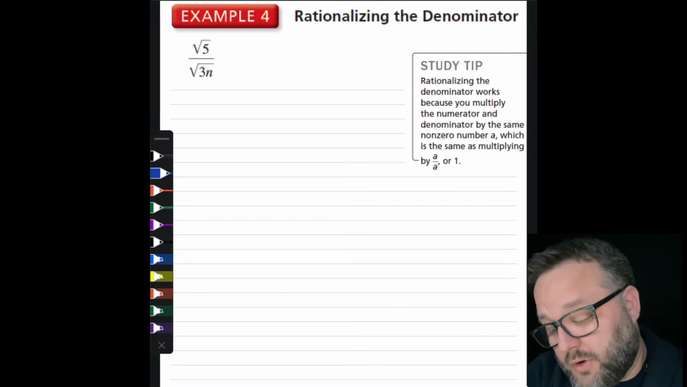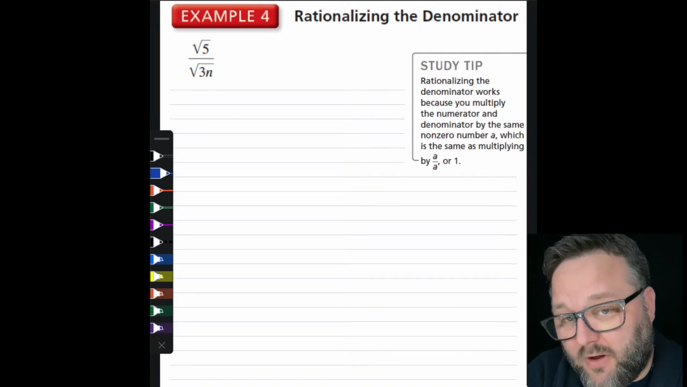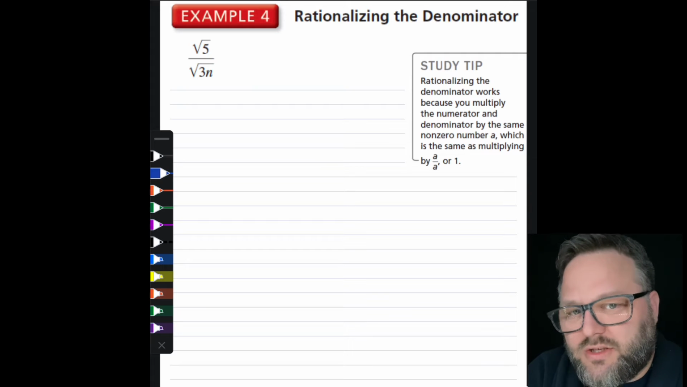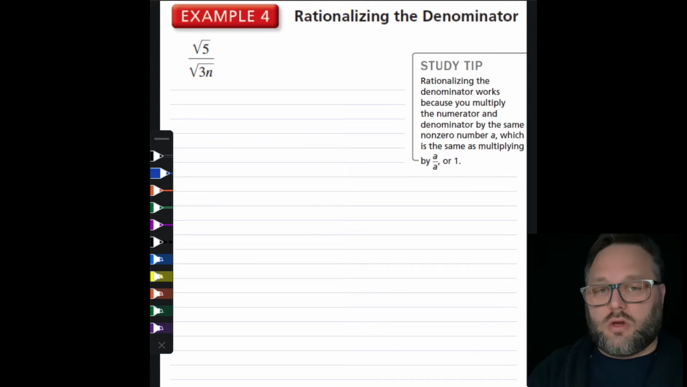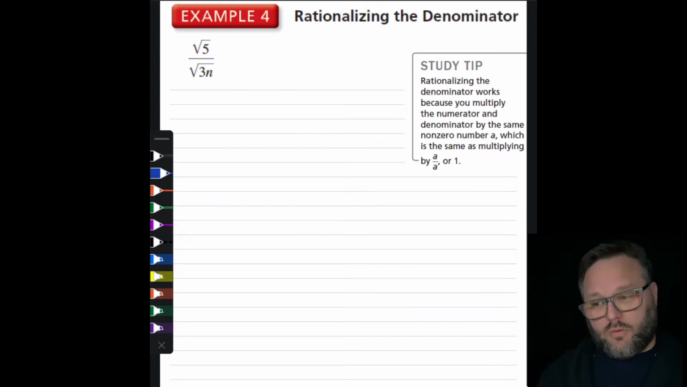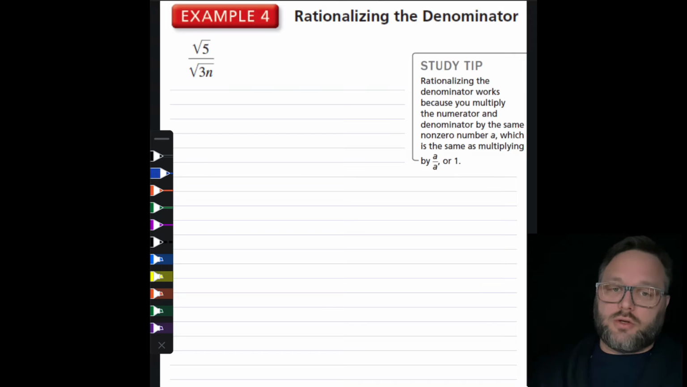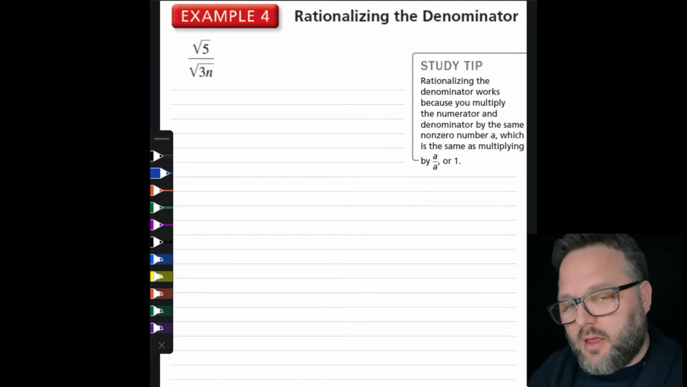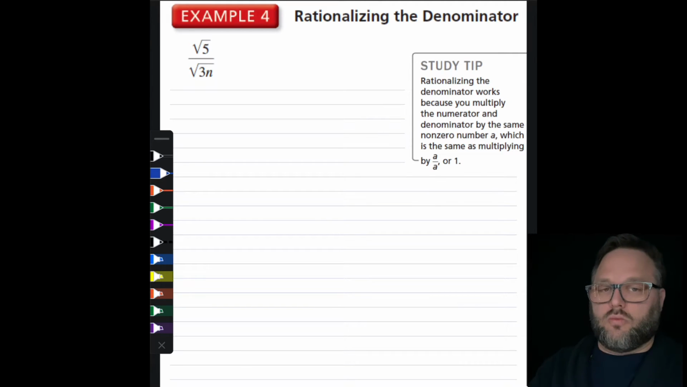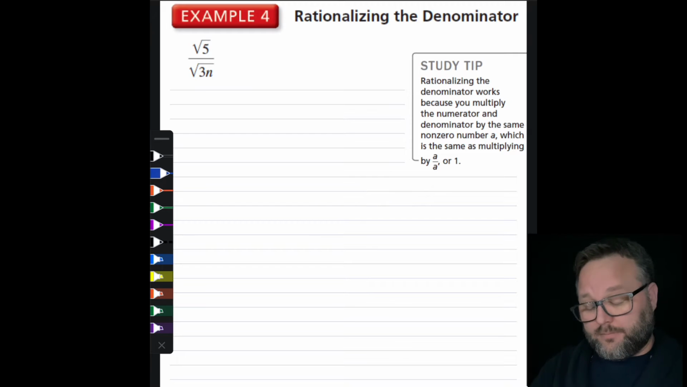All right, ladies and gentlemen, we're continuing our talk on how to simplify a fraction. And one thing we don't like is having a radical in the denominator. So there's two ways we could get rid of it. We've seen that you could move a term or a denominator into the numerator by putting a negative exponent on it. We'll get to that at a different time. Right now, we're going to do what's called rationalizing the denominator.